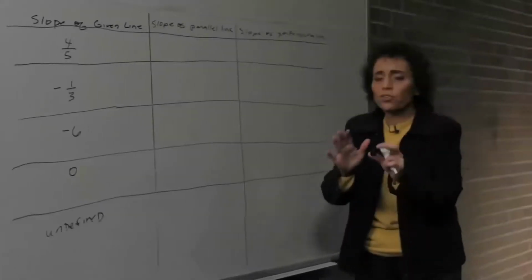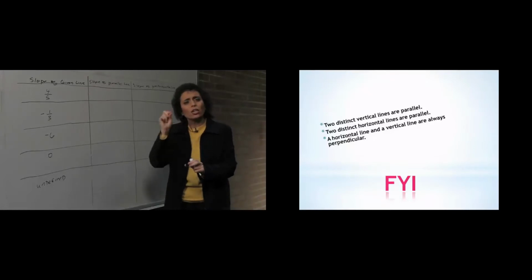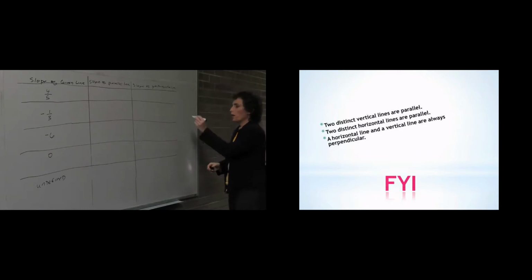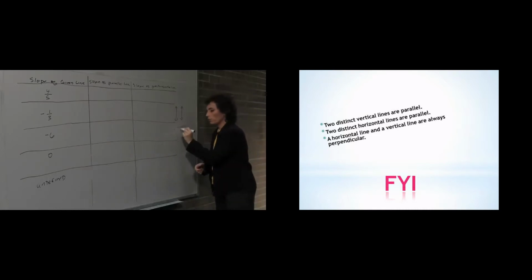All right, let's just give you some information, which I think you probably know. I just want to make sure you know. Two distinct vertical lines are parallel. What we mean by distinct means different. So if you have two vertical lines, they have to be parallel. And then two distinct horizontal lines are parallel. Same reasoning. We know that.